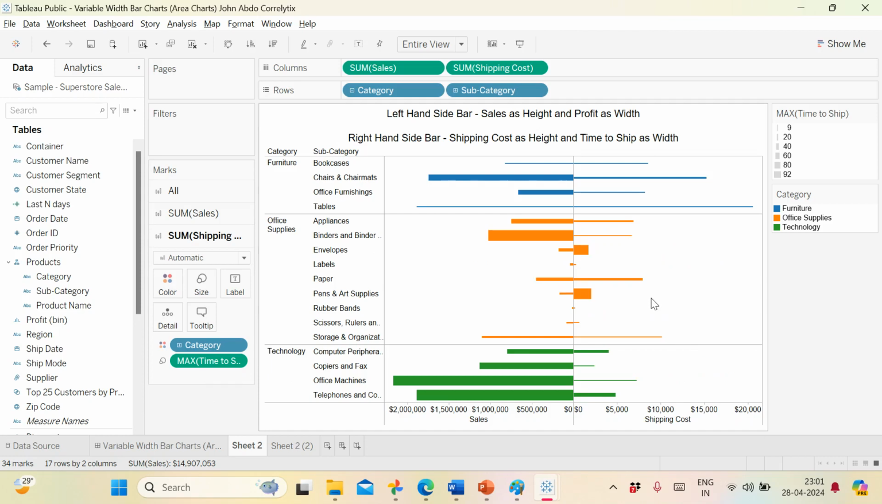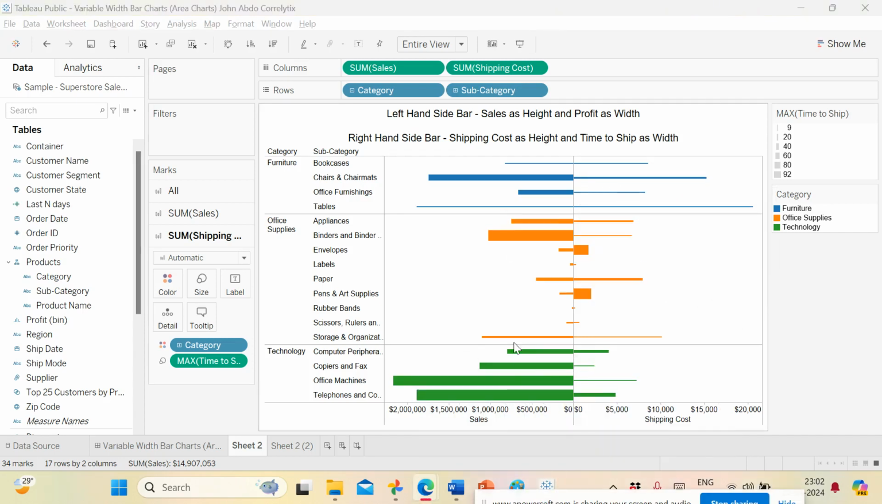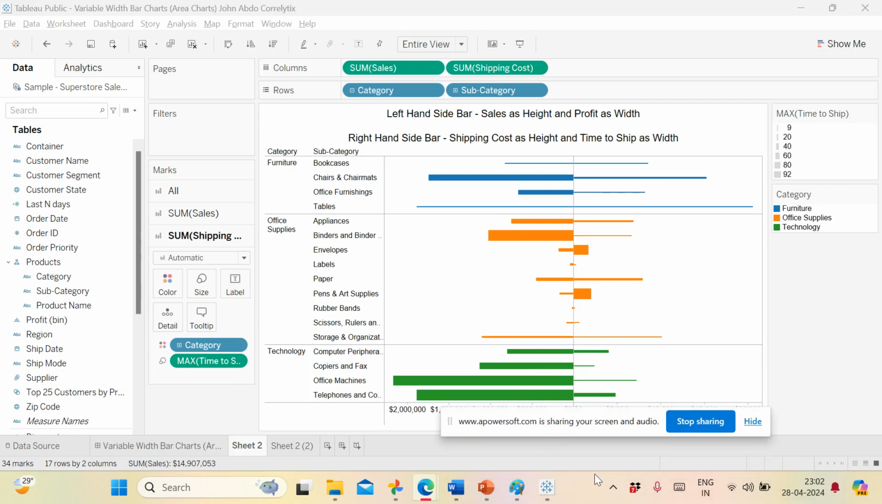So this is a straightforward and quite interesting chart. I did this a long back, but I thought that this would be a very interesting scenario. We can make use of the four measures side by side with the variable chart. I hope this would be a very nice one to understand about the variable chart, the four measures. Thank you so much.